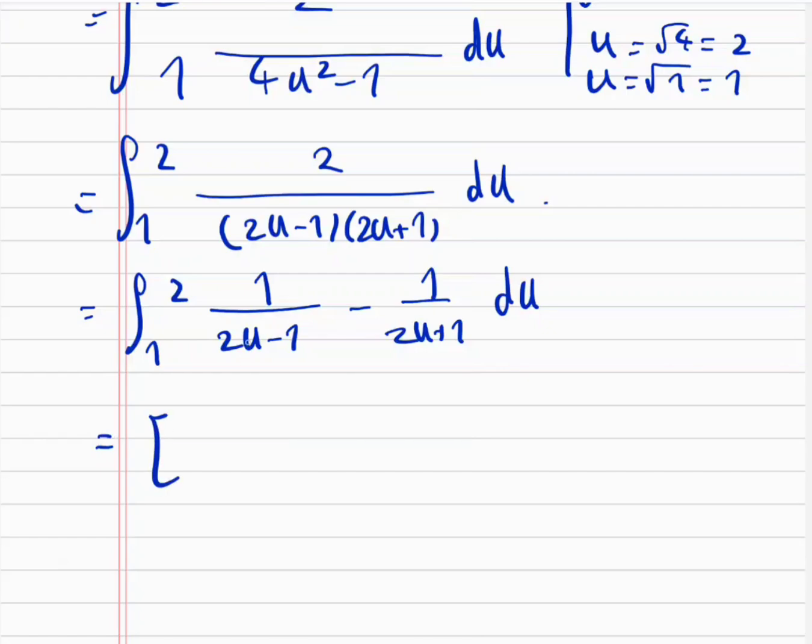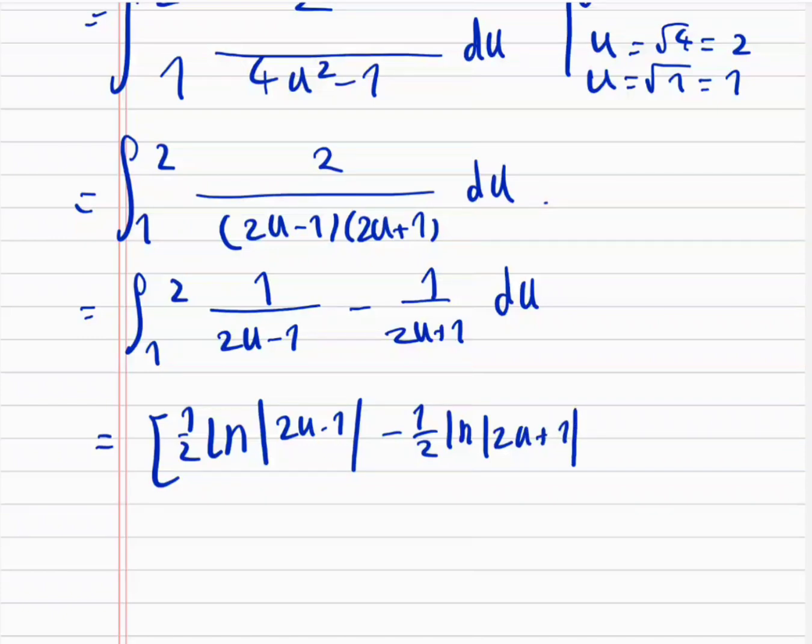So first of all, we have half ln of 2u minus 1. It's just because when we differentiate 2u minus 1, we get 2 over 2u minus 1, so we need to have a half to account for that. And then this one integrates to minus half ln 2u plus 1. So it's the same thing, but just negative of that.